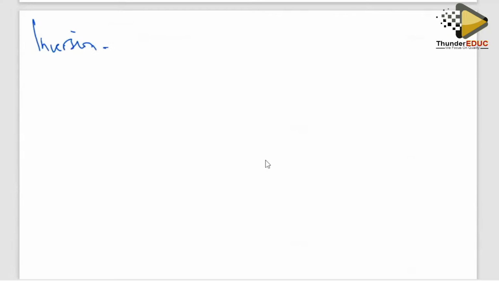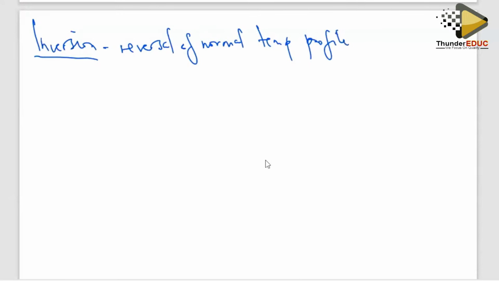An inversion, basically, when we're defining it geographically, we are saying it's the reversal of the normal temperature profile in the troposphere. We are referring to our zone of the troposphere. We must have a negative temperature profile: the higher we go, it must get cooler. But if it reverses, and we are going up and it's getting warm, then it's an inversion.